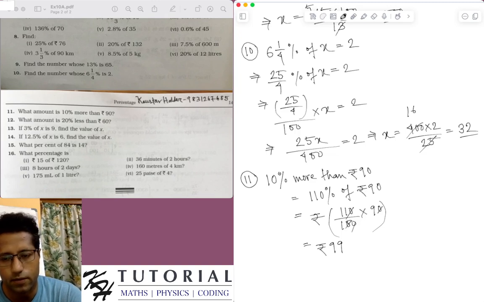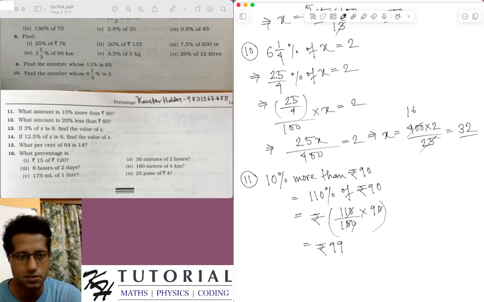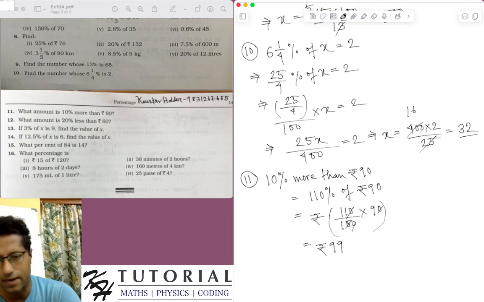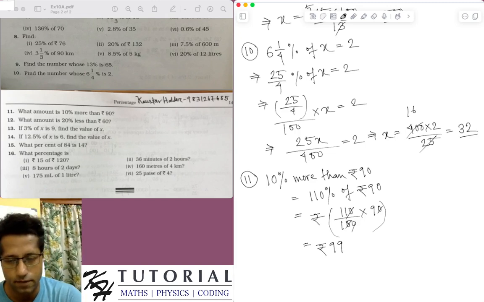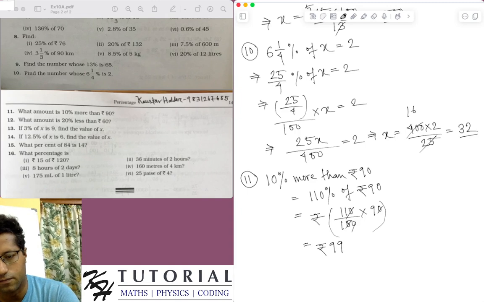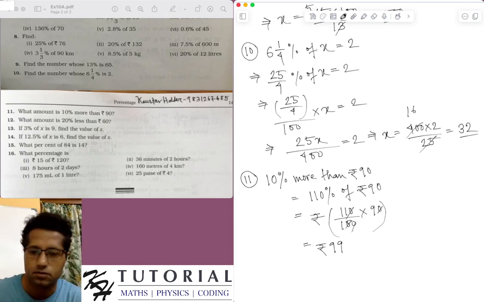So when you are given this kind of problem, how much is 10% more than rupees 90, or what amount is 10% more than rupees 90, you just add whatever percentage more is given to 100, and whatever that percentage becomes, you have to find that percentage of the given amount.